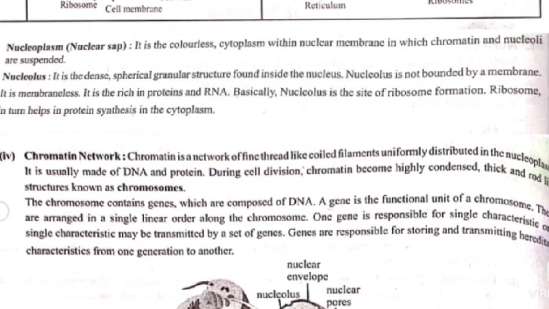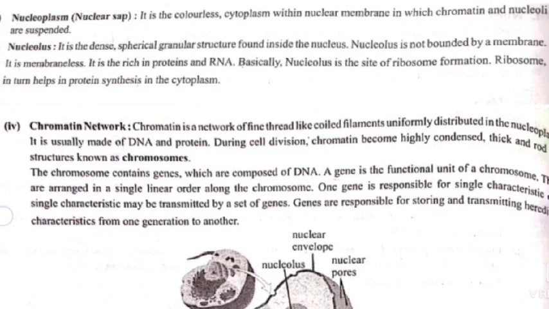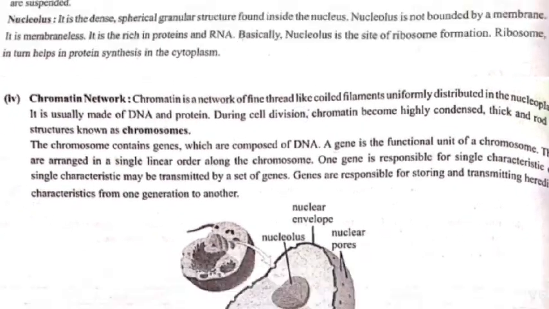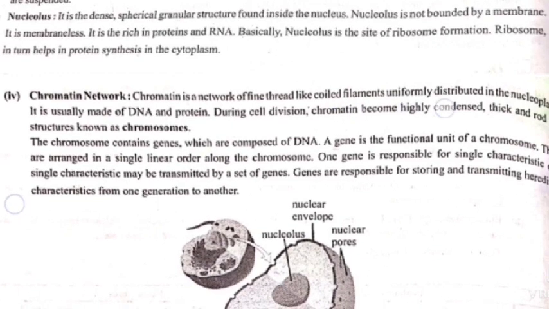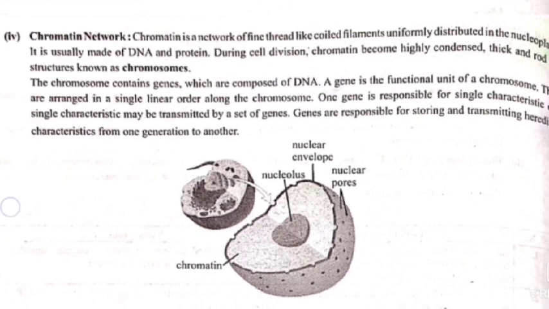Chromatin network. Chromatin is a network of fine thread-like coiled filaments uniformly distributed in the nucleoplasm. It is usually made up of DNA and protein. During cell division, chromatin becomes highly condensed, thick and rod-like, and is known as a chromosome. The chromosome contains genes which are composed of DNA. A gene is a functional unit of the chromosome.